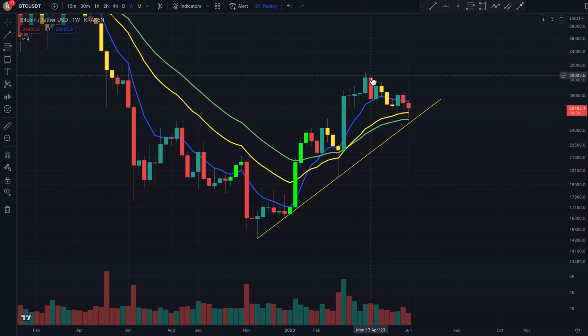So the question was, all right, was this 1, 2, and 3, or is this 1, 2, and then we get a small leg up within the wedge, and then the third push down? I said that I thought that was the most likely scenario, and that is what played out, because there's a lot of confluence pointing to this area, somewhere around 25K.